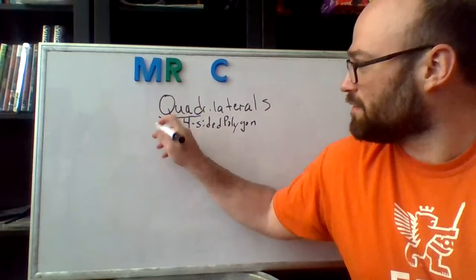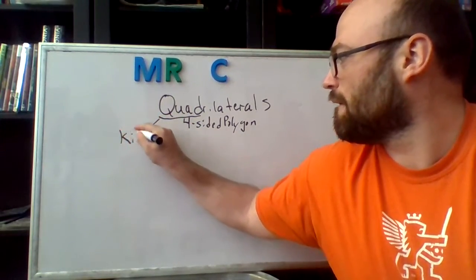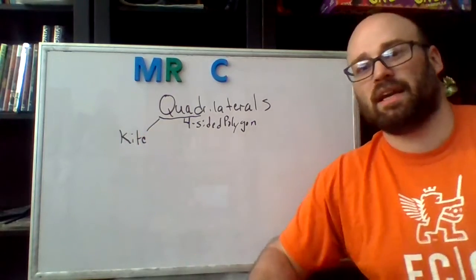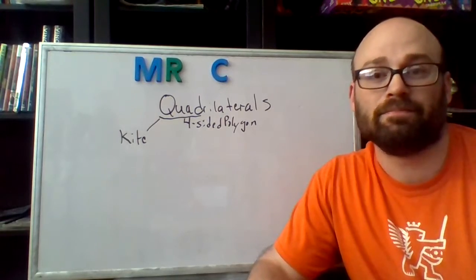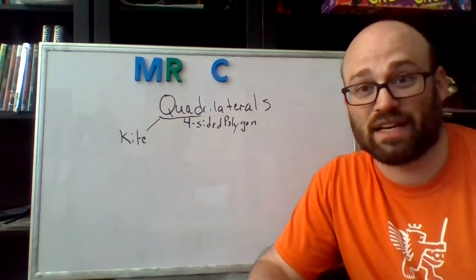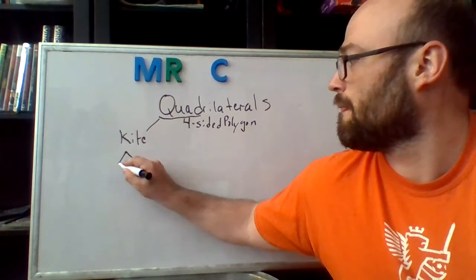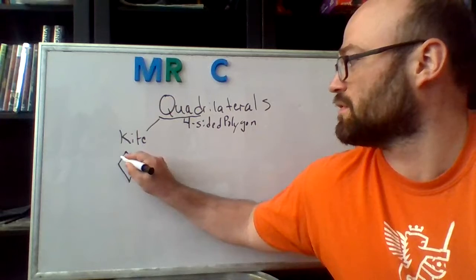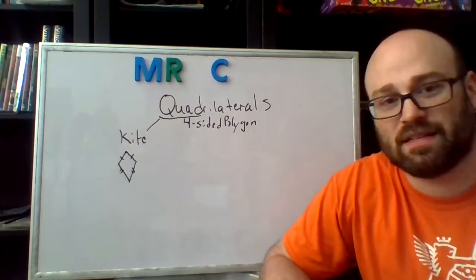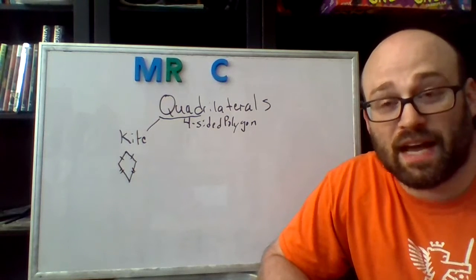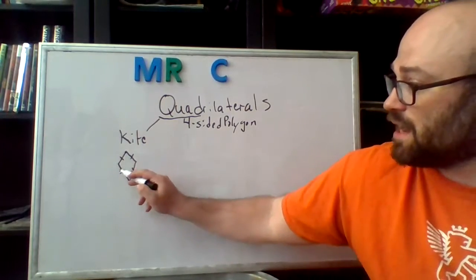Now we're going to break this up into a web. We have a kite, which means it has two pairs of consecutive sides that are congruent, like what you normally think of as a kite. So these two sides are congruent with each other, and these two are congruent with each other. In other words, they're the same size.